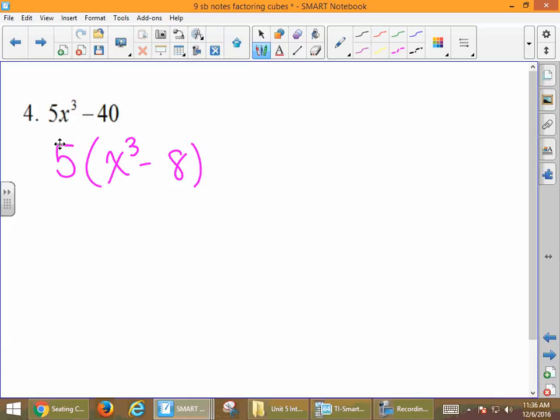Well, x cubed and 8 are perfect cubes, so we can keep factoring. And when we do, x cubed is x times x times x. 8 is 2 times 2 times 2. Same sign. Opposite signs. Always positive.